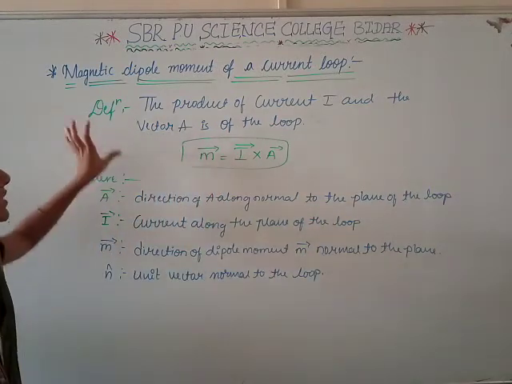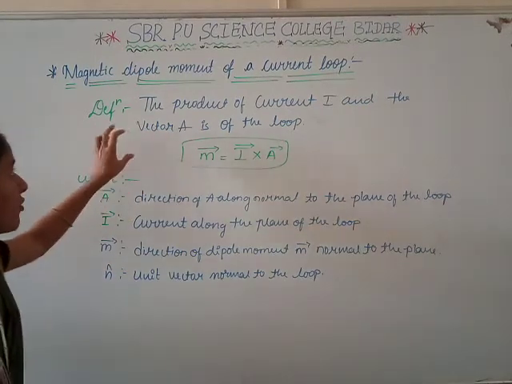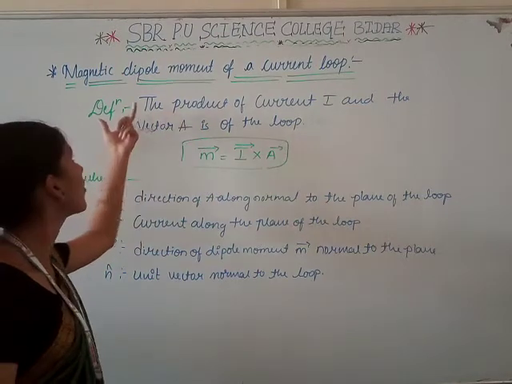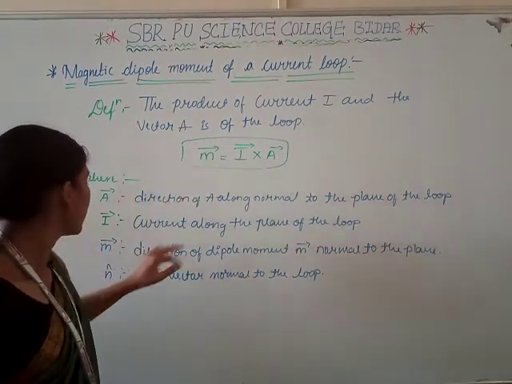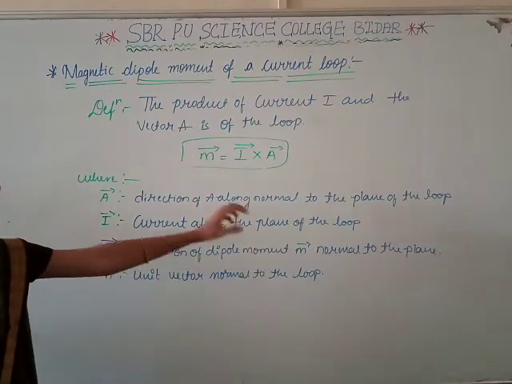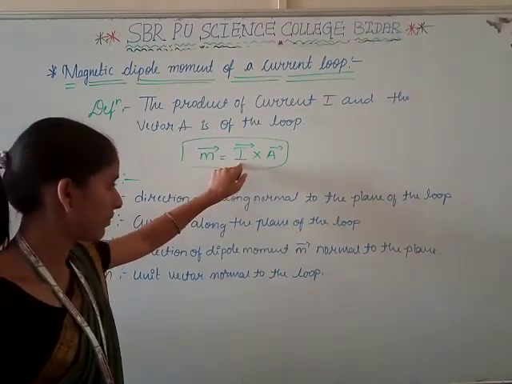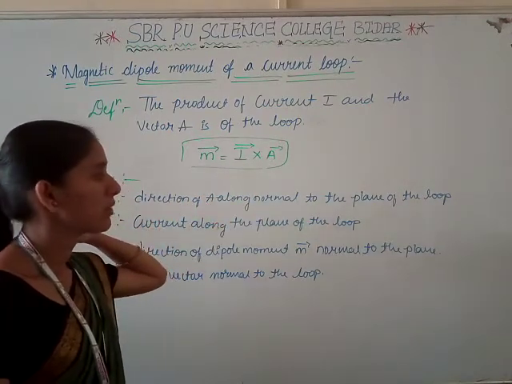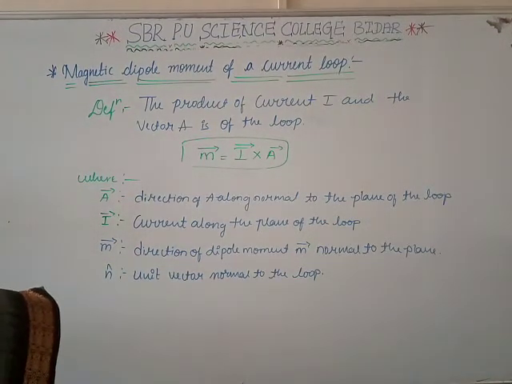Okay, this is the magnetic dipole moment of a current loop. In a current loop, the product of current I and the area of the loop is called the magnetic dipole moment, where M is the direction of the dipole moment normal to the plane, I is the current along the plane of the loop, and A is the direction of area normal to the plane of the loop.